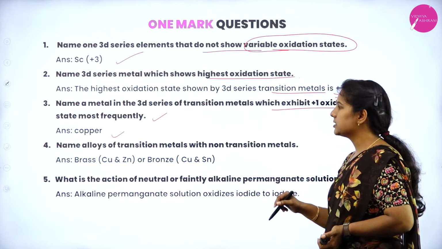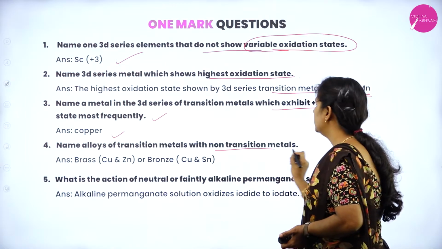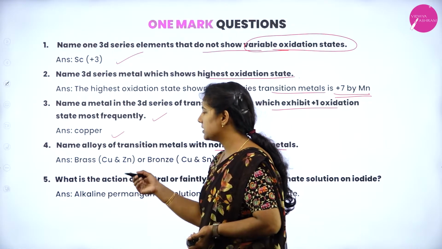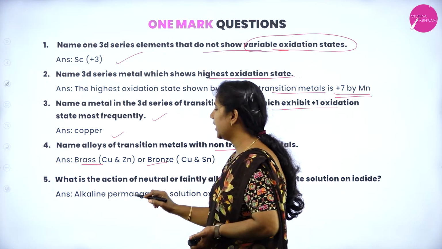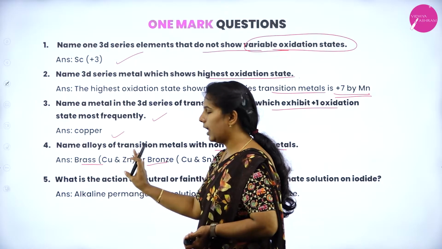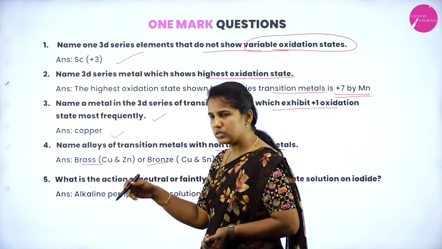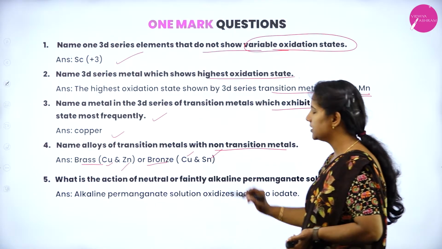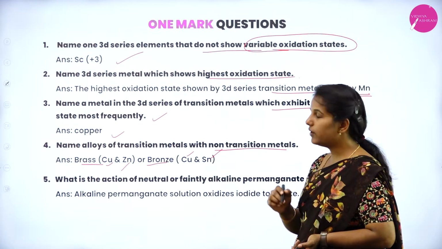Okay. Next, name the alloy of the transition metal with the non-transition metal. The alloys of the transition metals are, for example, brass and bronze. Usually alloys are formed by mixing two metals. It may be metals or non-metals, whatever it may be. Copper with zinc and copper with tin are some of the examples which form brass and bronze, the two types of alloys.